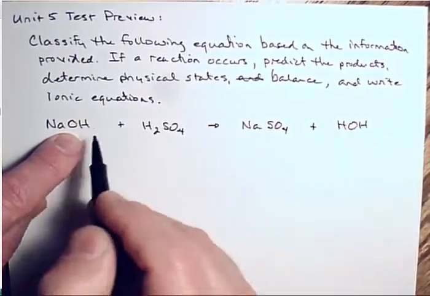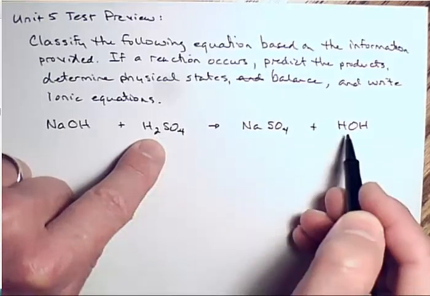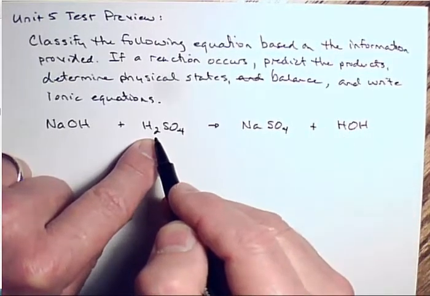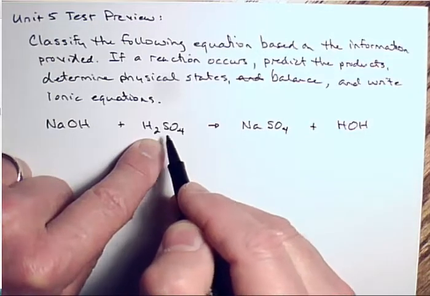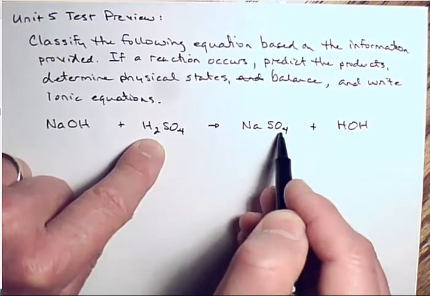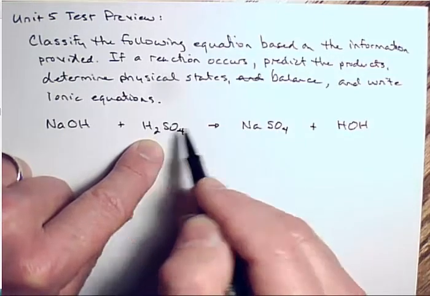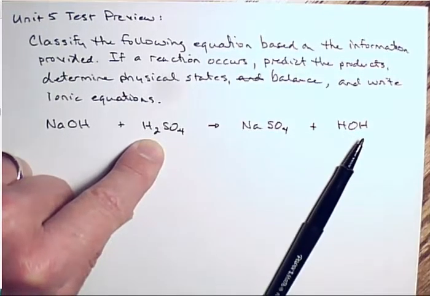And you might notice that I didn't take this subscript and transfer it over here. Subscripts only travel when they're part of a polyatomic ion. So this subscript is part of this polyatomic ion. It travels. This subscript here is not part of a polyatomic ion, so it does not travel.